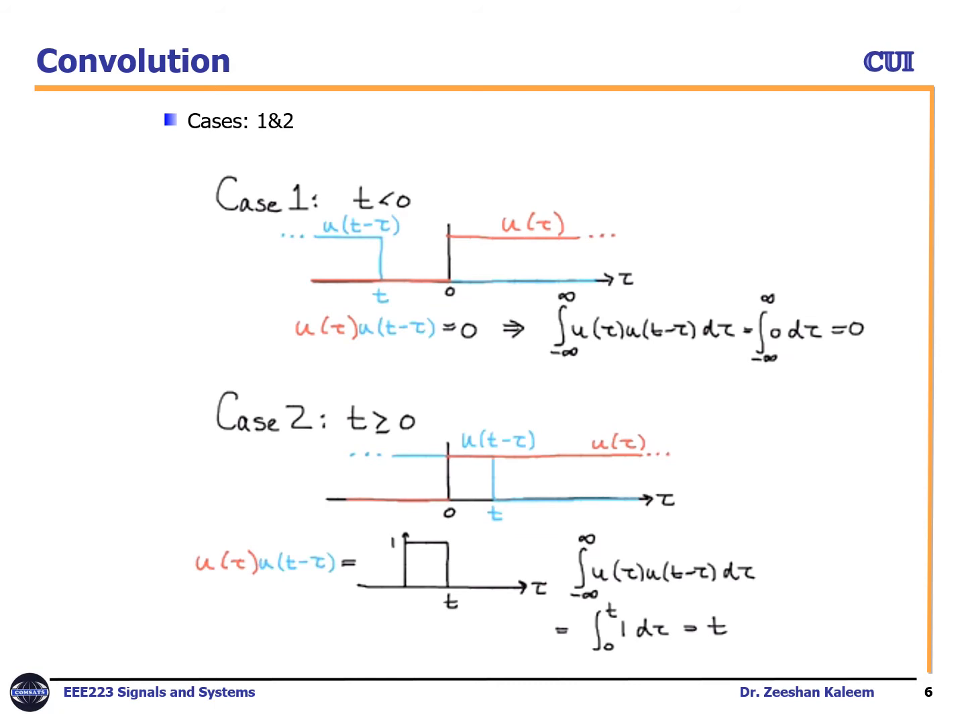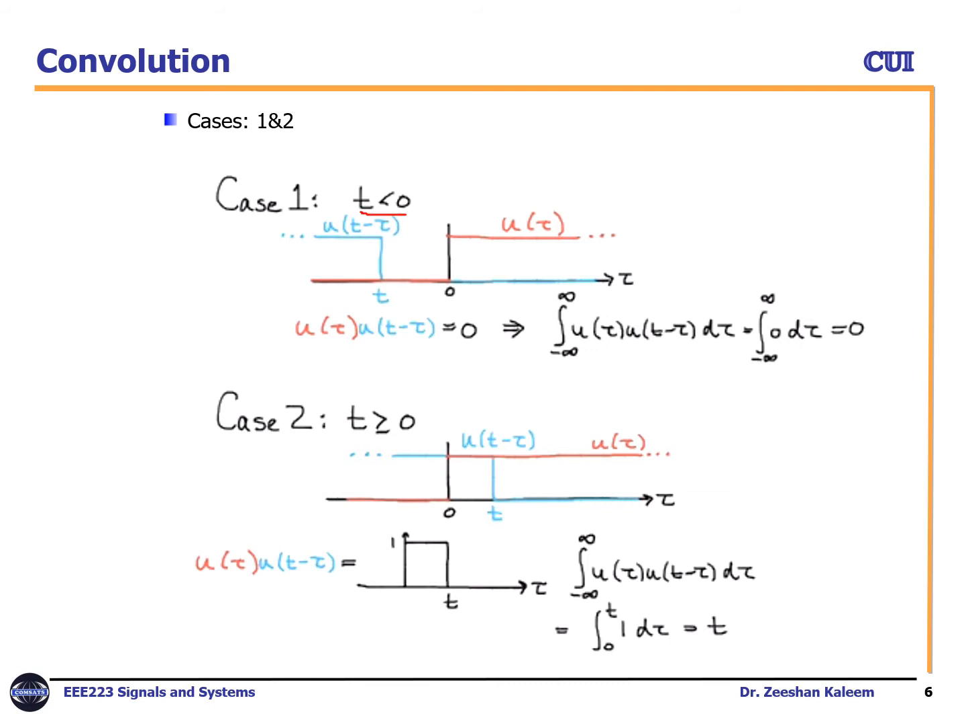Okay, now there are two cases. First of all, we need to move this one by one. As we discussed, first we will keep the t so small on the negative side that there is no overlap. So this is the case. For example, t is less than 0.